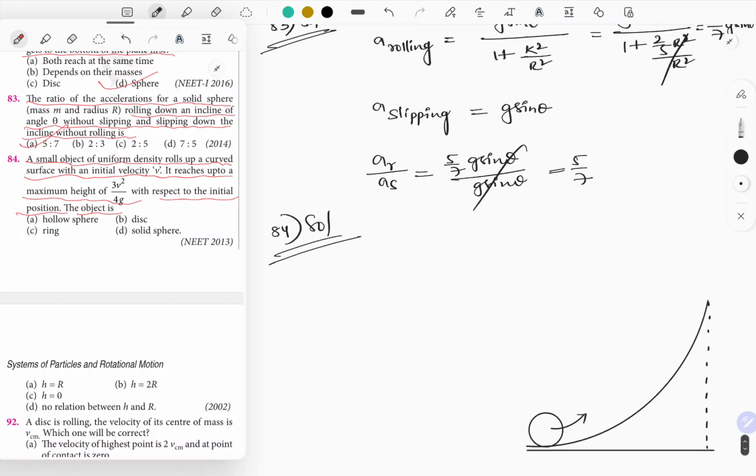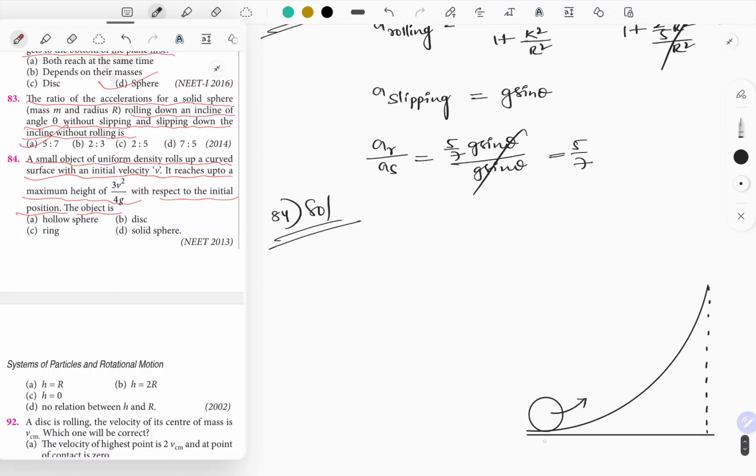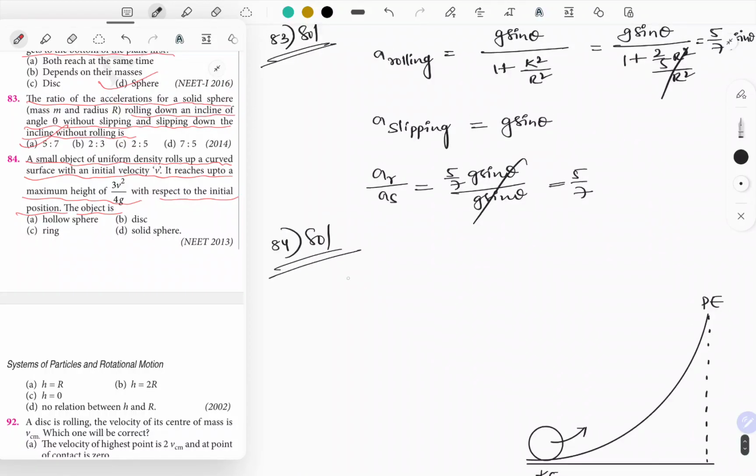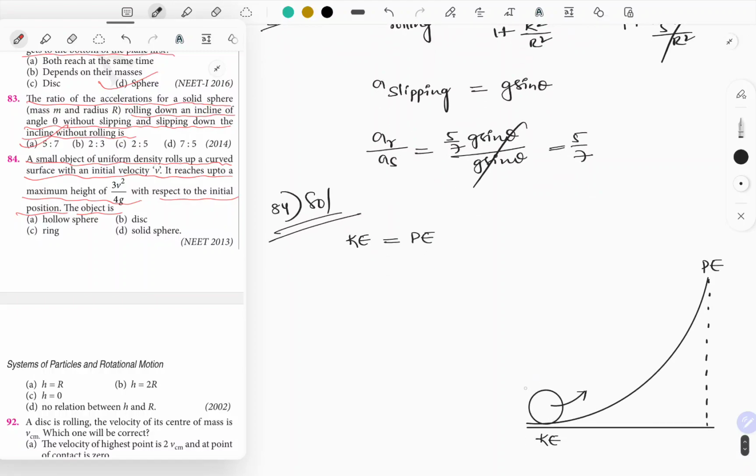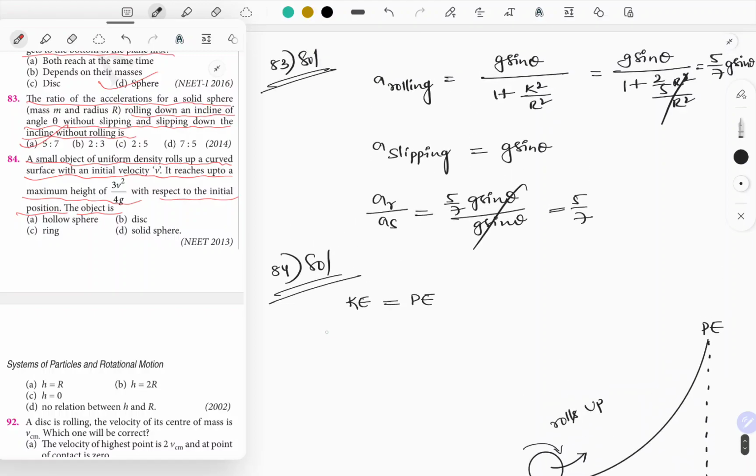Simple logic. Initially, when it is at the bottom, what kind of energy will it have? Kinetic energy. When it is at the maximum height, it will have potential energy because its velocity will become zero, right? So the complete kinetic energy of this object is converted into potential energy. What kind of kinetic energy is it having? It rolls up, right? As it rolls up, it will have two types of energies, translational kinetic energy and rotational kinetic energy. Let me represent that.